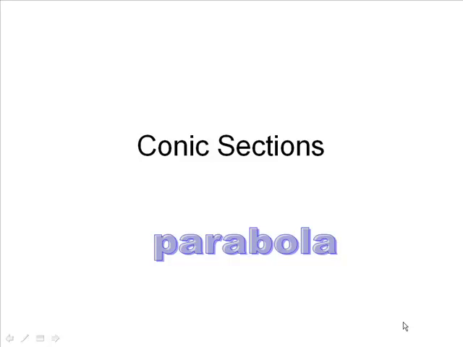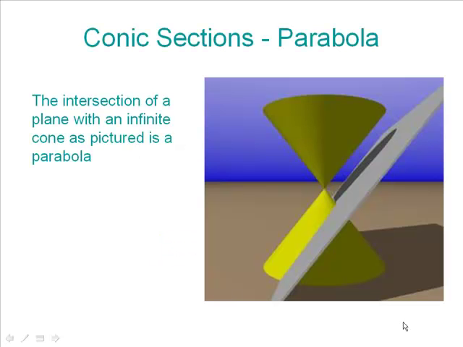Okay, we want to talk about parabolas. The intersection of a plane with an infinite cone as pictured is a parabola. So in essence, if we take a cone and take a plane and slice it at a certain angle, the shape that's going to be produced is going to be a parabola.